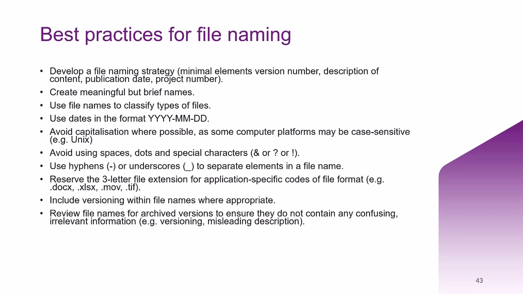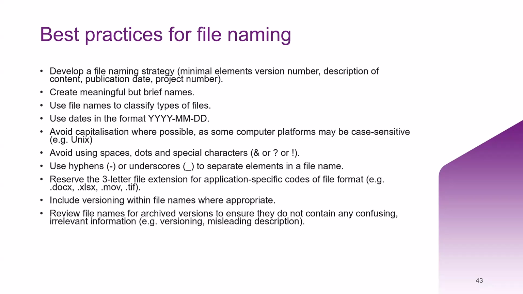When we're talking about a file name strategy, the minimal elements that you would want to have in a file name are the version number, a brief description of what the data is, the publication date, and the project number where applicable. We're talking in the chat about data managers. Data managers can sometimes work across 3 or 4 or 5 projects at the same time, so actually identifying the specific project this refers to is important.